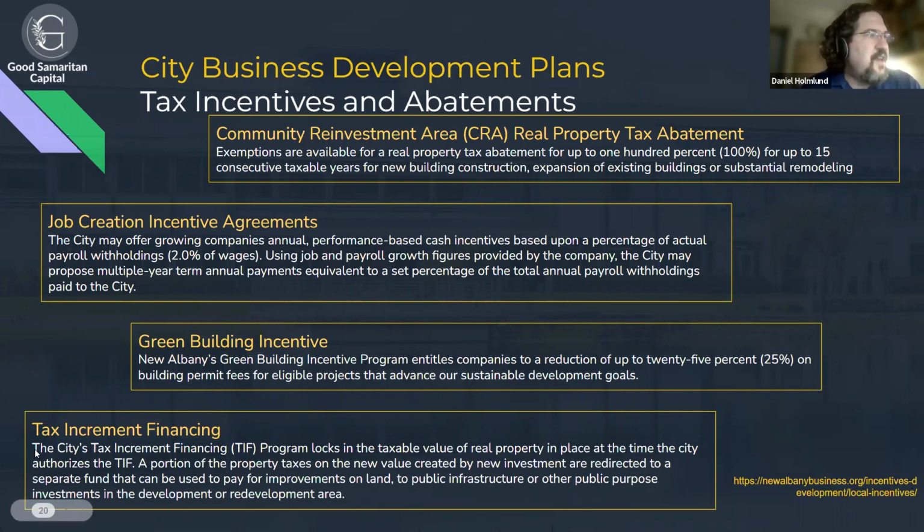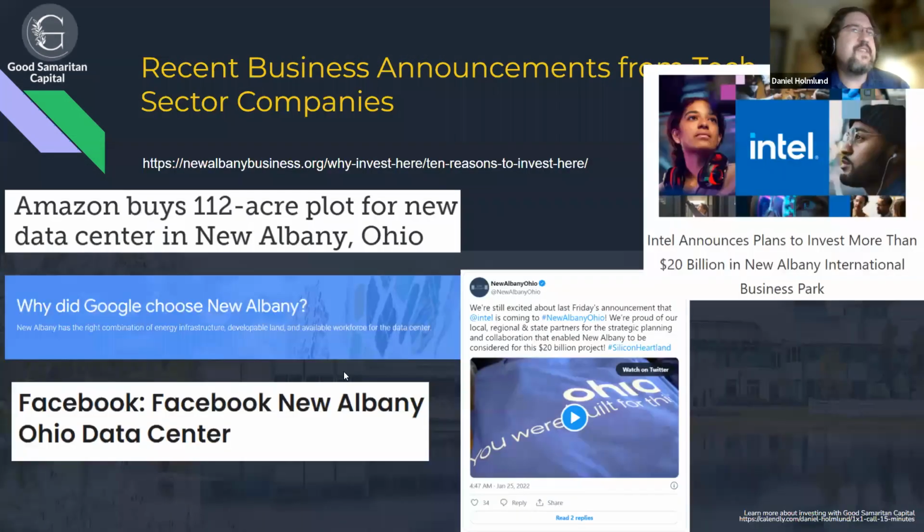And then lastly here, one of the city's biggest programs, the City Tax Increment Financing Program, locks in the taxable value of real property in place at the time the city authorizes the TIF. A proportion of the property taxes on the new value created by the investment are redirected to a separate fund that can be used to pay for improvements on land, public infrastructure, and other purposes in the investment. This was just all that I could fit onto one slide. They had a dozen other programs as well. And so you can see that this is a very tax-friendly area.